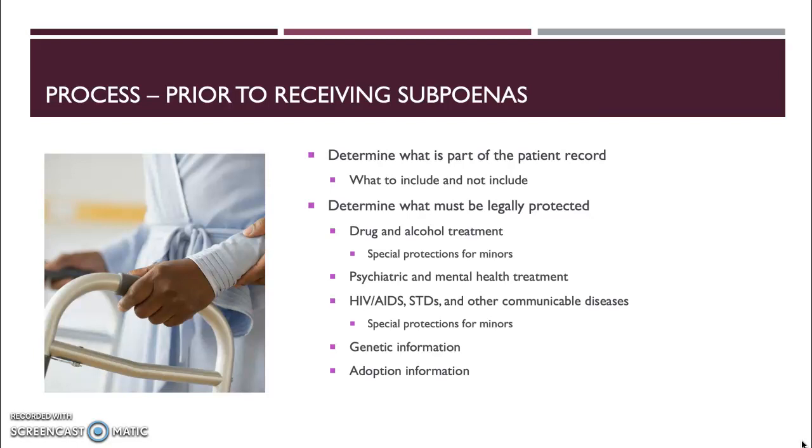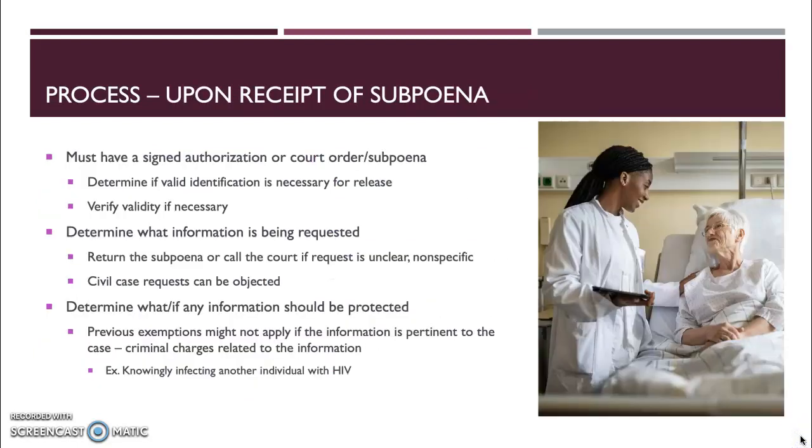Some of these items may include drug and alcohol treatment, psychiatric and mental health treatment, HIV/AIDS status, as well as the presence and treatment of certain STDs and communicable diseases, additionally genetic information and adoption information. It should also be noted that there may be certain additional privacy protections for minors regarding the treatment of drug and alcohol misuses, as well as HIV/AIDS and STD treatments. Once we've established these guidelines, we can begin to process these subpoenas.